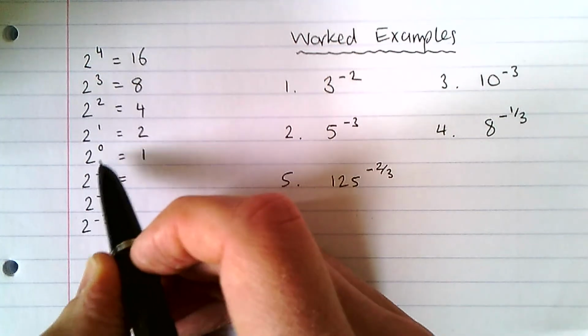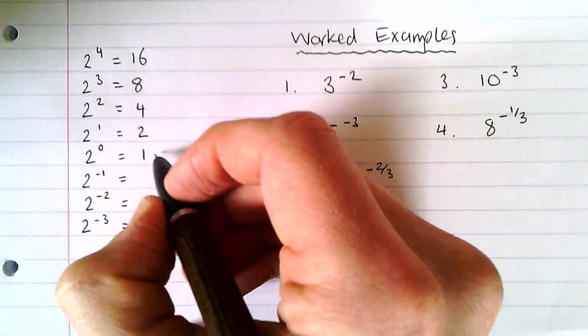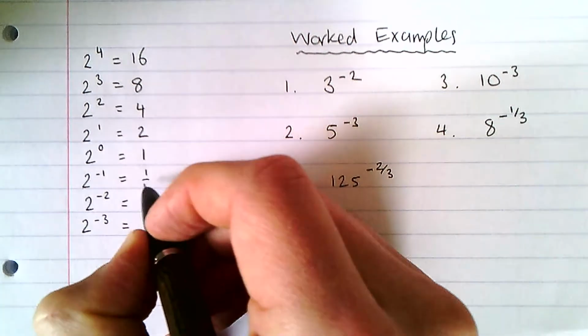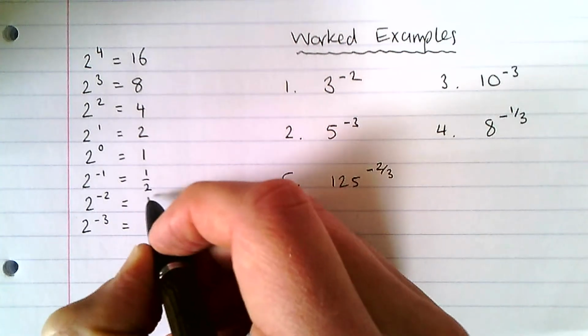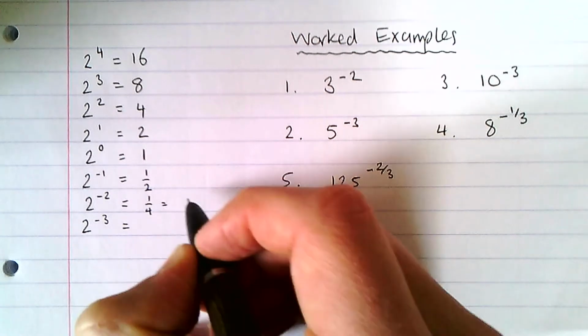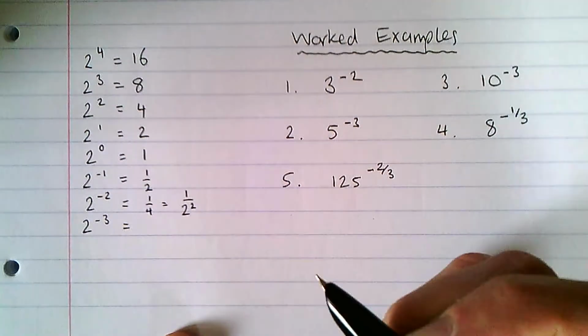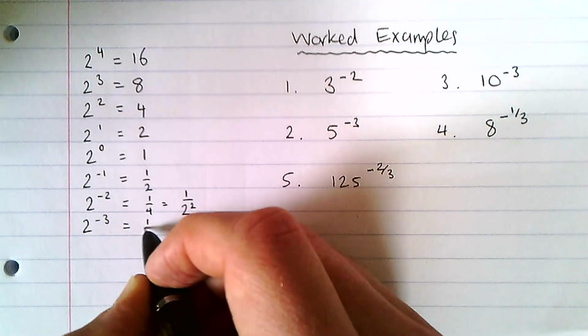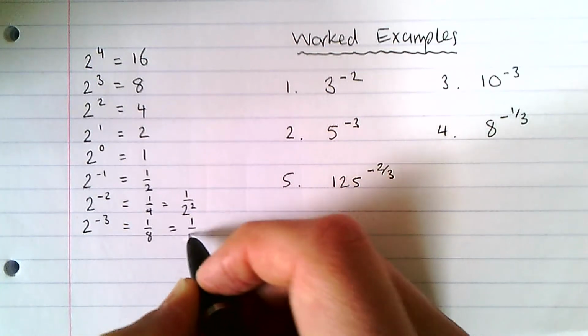and we know that anything to the power of 0 is 1. That's our special case from last time. Half it again, we get 1/2. Half that again, we get a quarter. Well, that's just the same as 1 over 2 squared. Half that again, I get an 1/8, which is the same as 1 over 2 cubed.